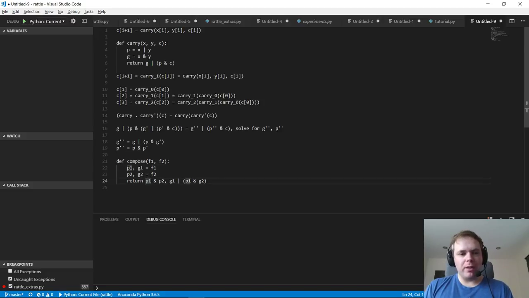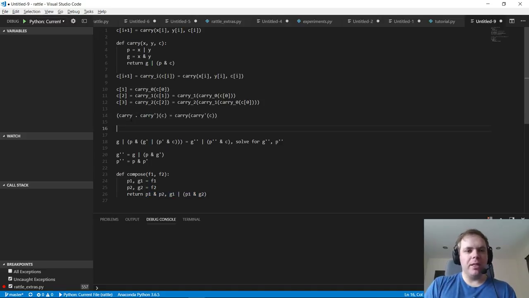It may not be apparent that this operation is associative, but composing functions is associative, meaning if you have F and G, you can either compose in this order or in this order. That's just universally true for function composition in general. It turns out that because this formula is equivalent to function composition for this particular propagate generate representation, this has to be associative as well. In order to actually prove that it's associative in this representation, you would have to do some Boolean algebra, but you can also just appeal to the fact that it corresponds to function composition and function composition is associative.